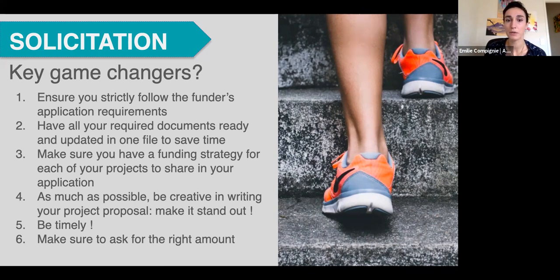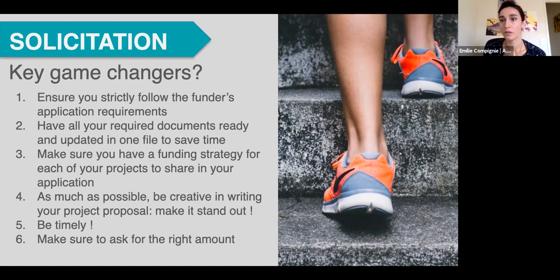As much as possible, be creative in writing your project proposal. Make it stand out. It's just horrible to receive requests and see a Word document with lots of text, especially in a field where it might be very scientific, with very technical terms and texts. So try to make it nice to read. If you open the document, would you want to spend time reading it if it's just text packed together, with no paragraphs, no titles, subtitles, no pictures? So try to make it stand out.